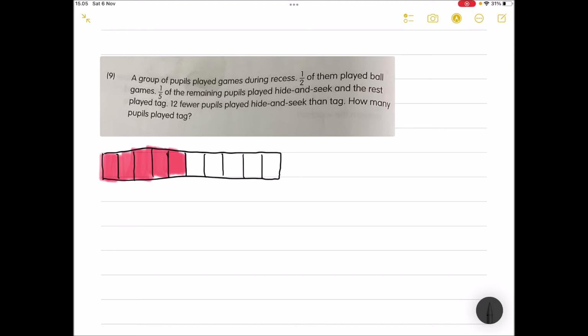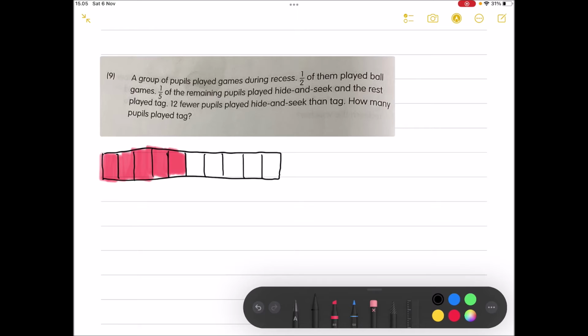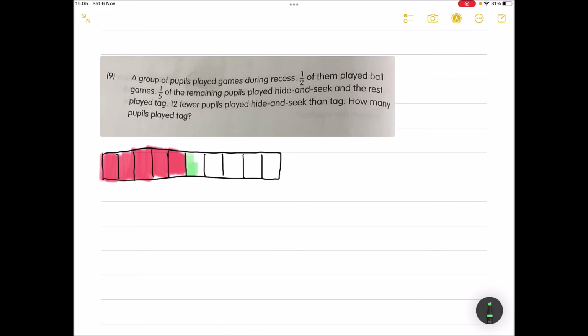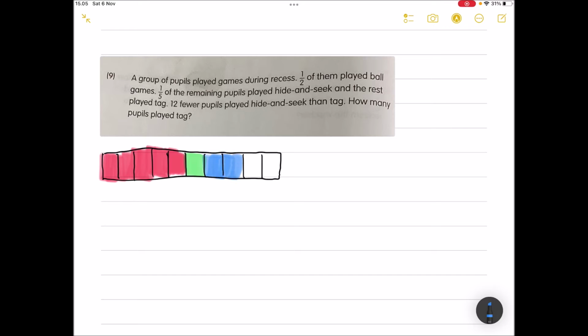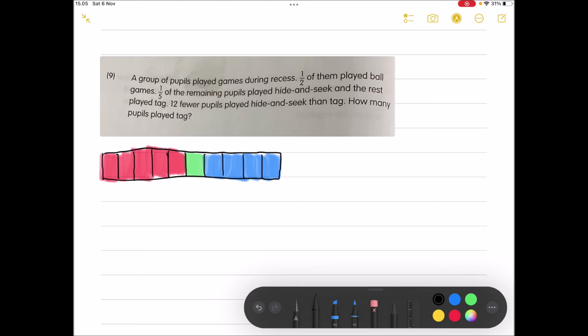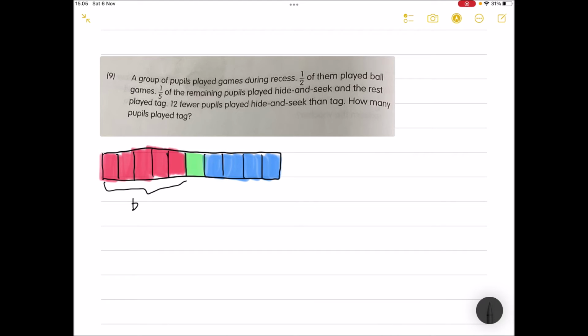The same as the question, right? Now 1/5 of the remaining pupils played hide and seek, which I will color in green. 1/5 of the remaining, so meaning this one. And the rest played tag. I will color it in blue. So I know this is ball, this is tag, and the green is hide and seek.